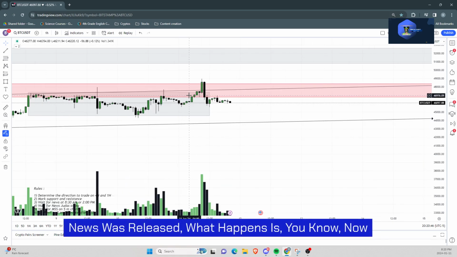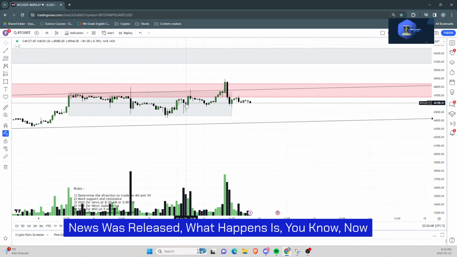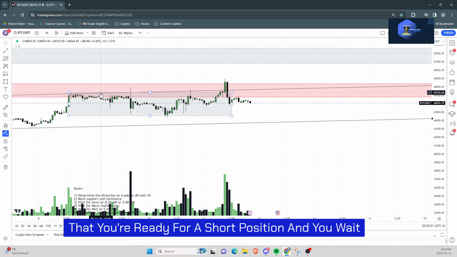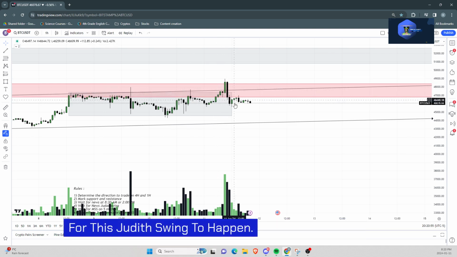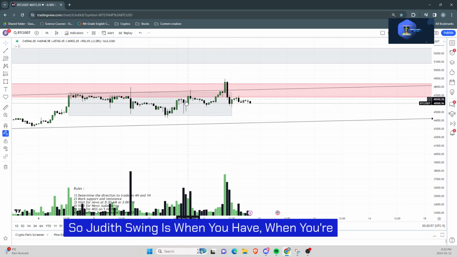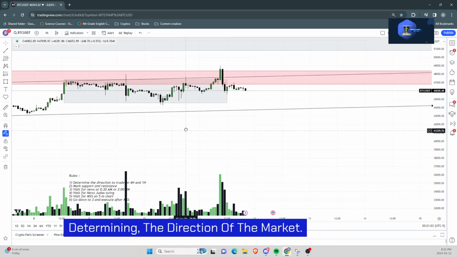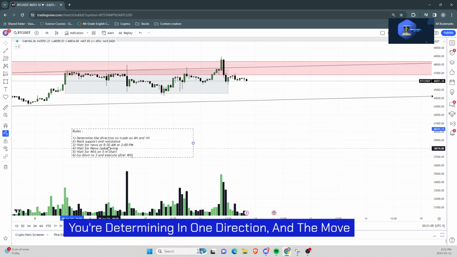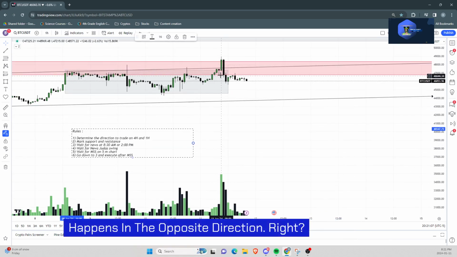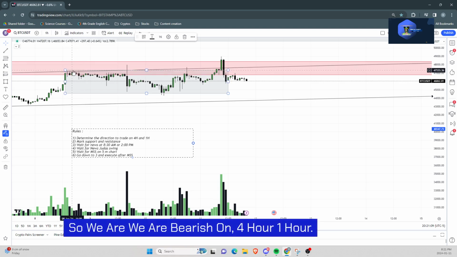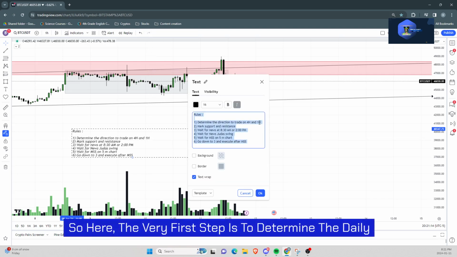When the news was released, what happens is, now that you're ready for a short position, you wait for this Judas swing to happen. A Judas swing is when you're determining the direction of the market in one direction, and the move happens in the opposite direction, right? So we are bearish on the 4 hour and 1 hour. So here, the very first step is to determine the daily bias, right?